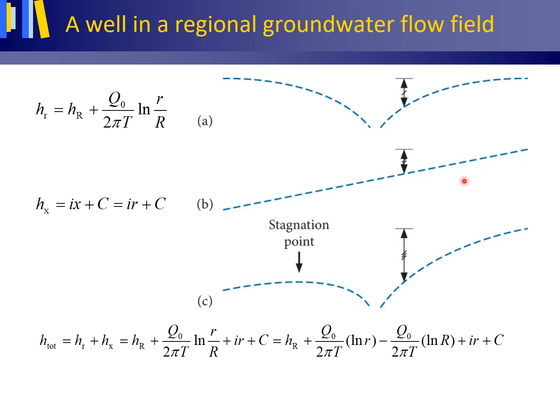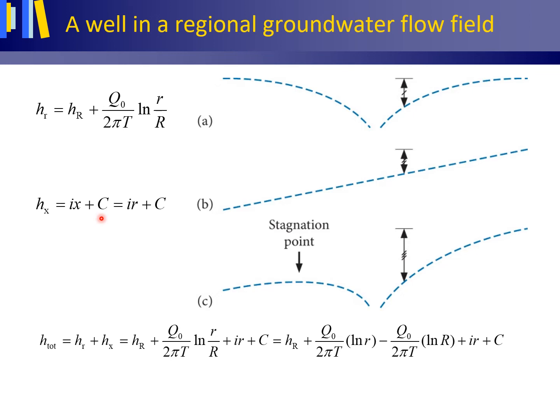Figure B shows the potentiometric surface of a regional groundwater flow field in cross-section. The groundwater in the regional field flows from right to left in the direction of the lower hydraulic head. The shape of the potentiometric surface of a regional unconfined groundwater flow system in cross-section is parabolic. However, the parabola is quite flat and, as the Dupuit-Forheimer assumptions apply, we may simply approximate its shape as a linear function with the hydraulic gradient I as slope and C as a constant.